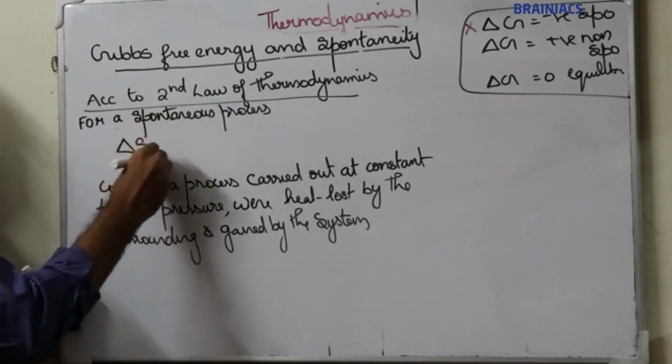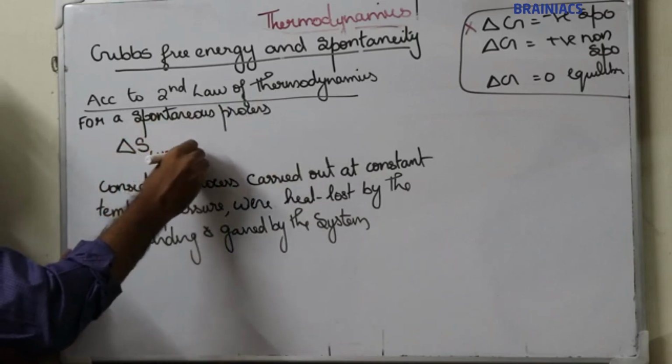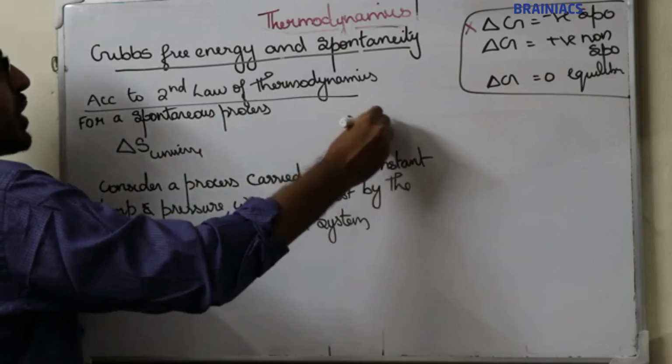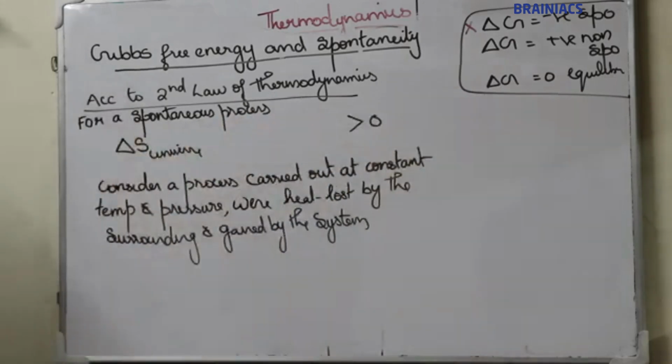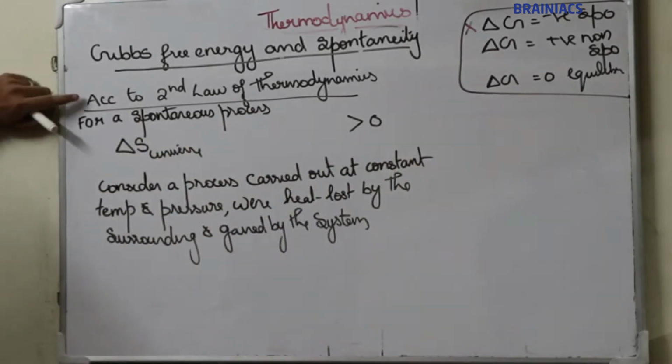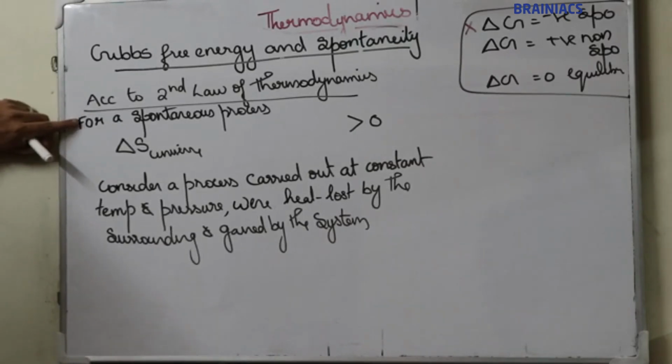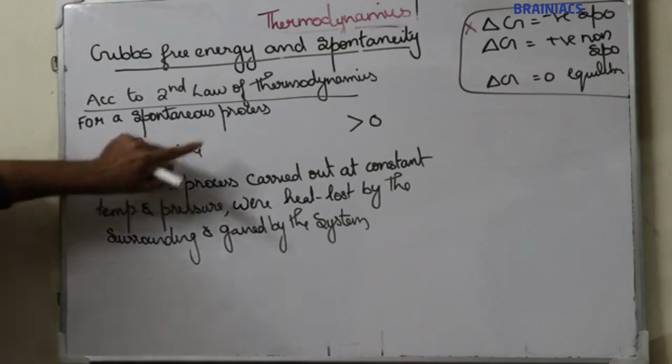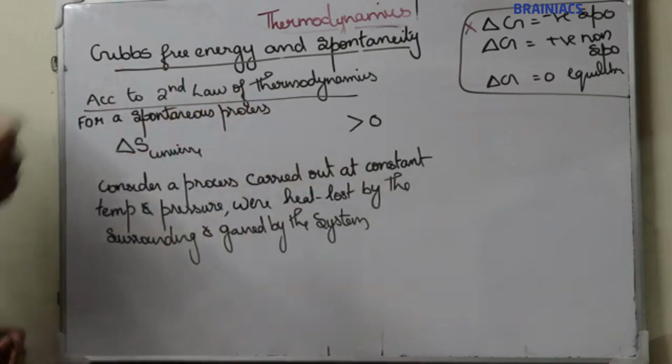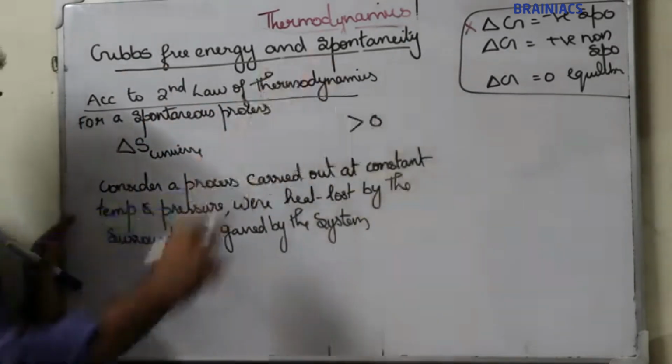delta S universe is greater than 0. For a spontaneous process, delta S universe is greater than 0. This is the second law of thermodynamics. So the second law of thermodynamics states that for a spontaneous process, the entropy change of the universe is greater than 0. That is, it increases. Greater than 0 means increases.